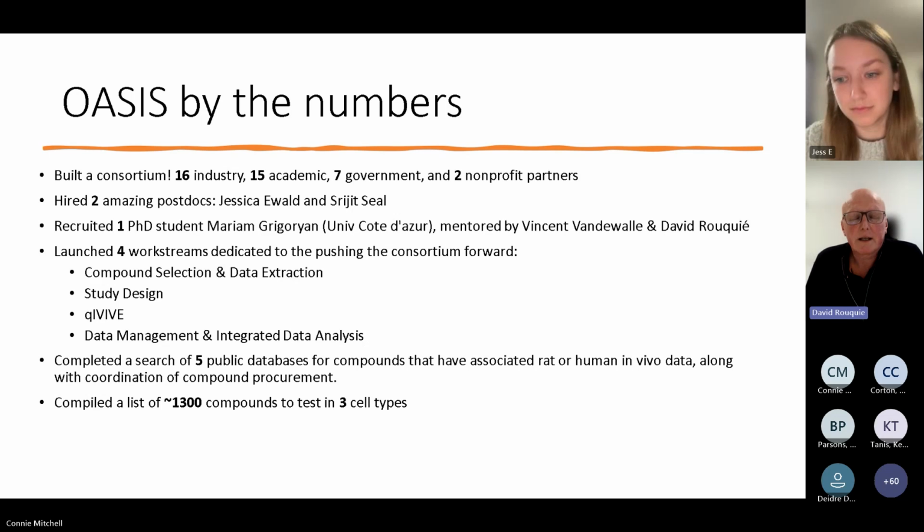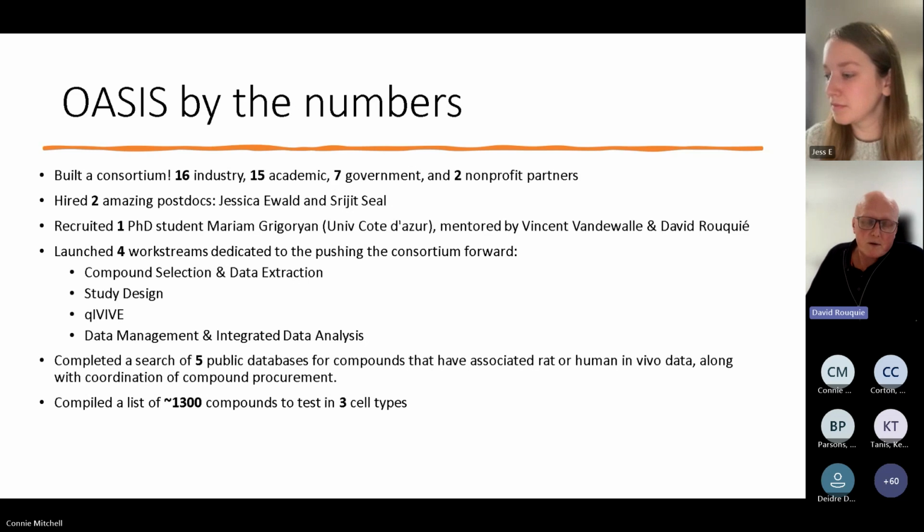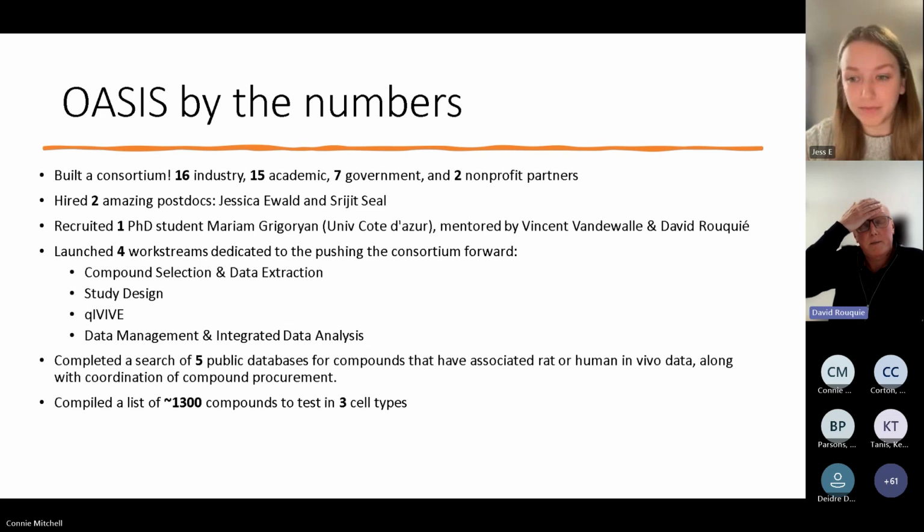One on compound selection and data extraction, a big thing; study design; QIVIVE, quantitative in vitro to in vivo extrapolation; and the whole thing about data management and integrated data analysis, to make the magic out of the data that is going to be generated within OASIS. So far, we completed the search in 5 public databases for compounds that have associated rat or human in vivo data, and also a lot of work on the coordination of compound procurement, because we need not only the in vivo result, obviously, but also a little bit of powder to make the experimental part possible. Up to now, we compiled a list of 1,300 compounds. The plan is to test at least in 3 cell types.